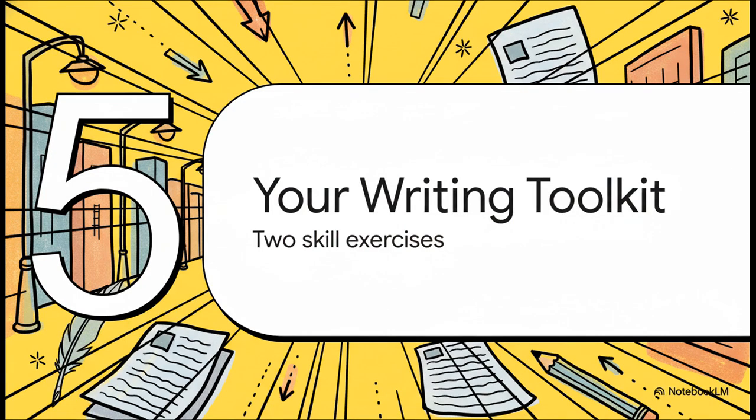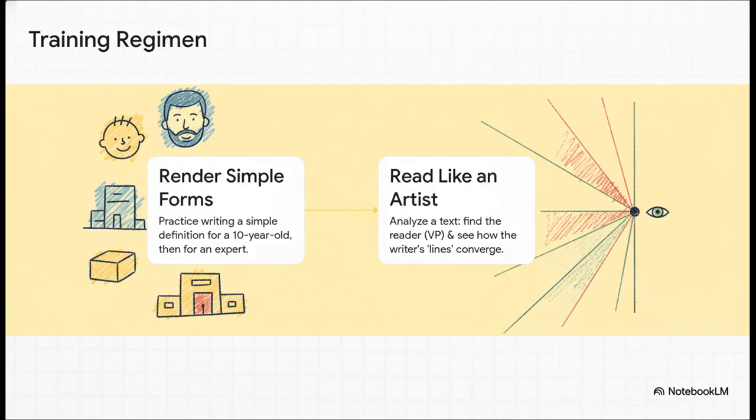So how do you get good at this? Well, just like an art student, you can start a simple training regimen. You don't start by trying to paint a masterpiece. You start with the fundamental drills. Here are two to get you started. First, practice rendering simple forms. Take an idea you know inside and out and write a simple definition of it. First, write it for a 10-year-old. Then, write it for an expert in your field. Just feel how all your parallel lines, your tone, your examples, your vocabulary have to completely shift.